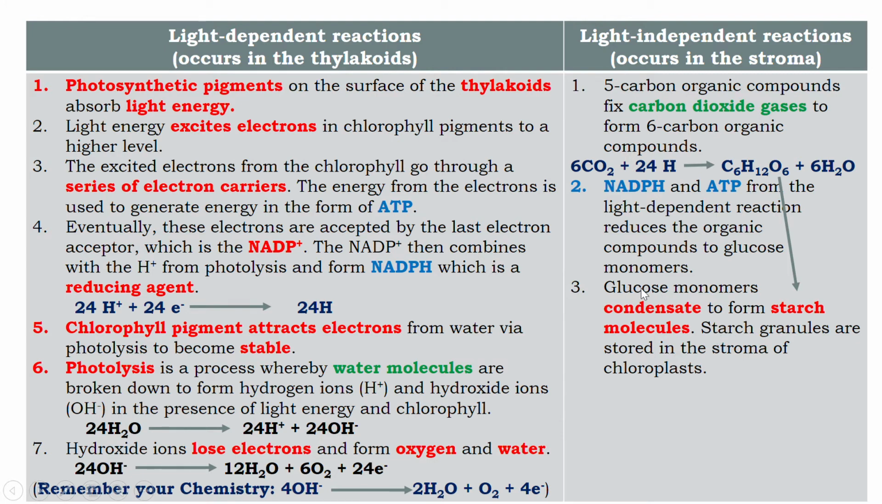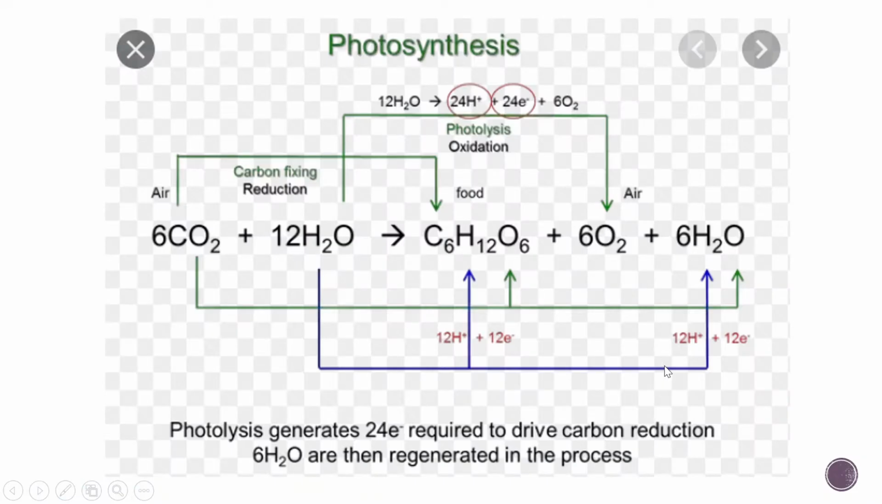Okay, this one simple sugar, isn't it? So these starch granules are the storage form of glucose in plants. Okay, I wonder if you still remember that. So starch granules are stored in the stroma of the chloroplast.